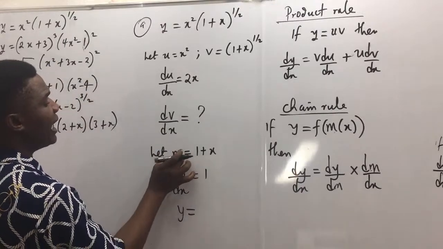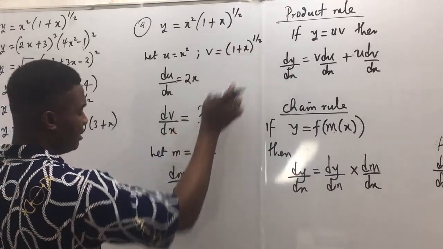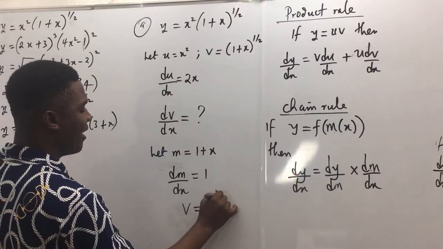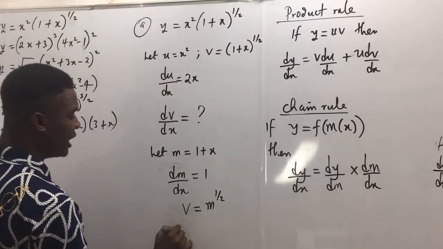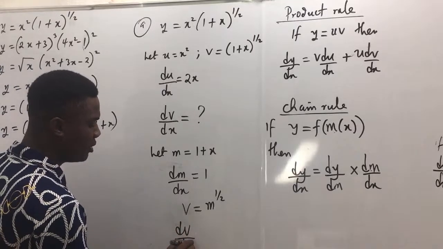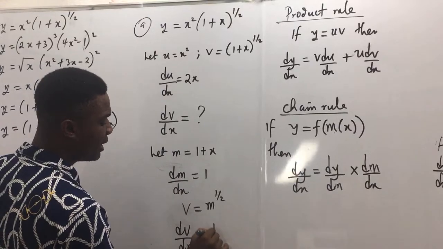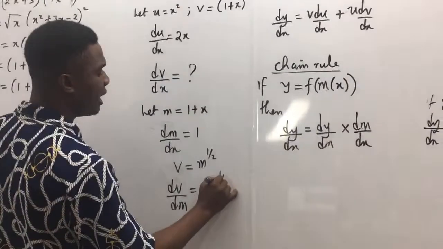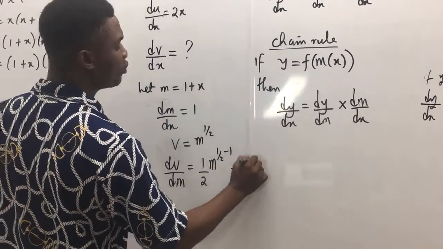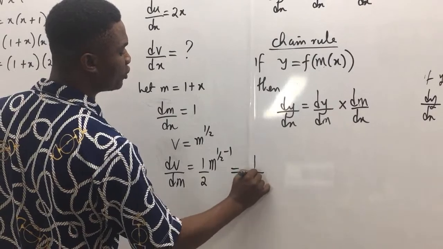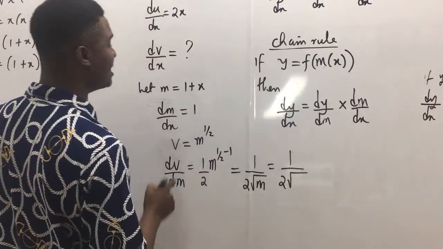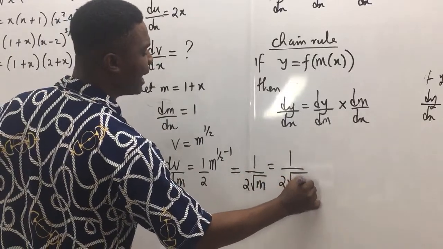since we've said m should be 1 plus x, then it means that v can be written as m raised to power half. Okay? Now, if you differentiate v with respect to m, you end up having half multiplying m raised to half subtracting 1. If you simplify this, it reduces to 1 over 2 square root of m, which is the same thing as 1 over 2 square root of what m is. And m is 1 plus x.